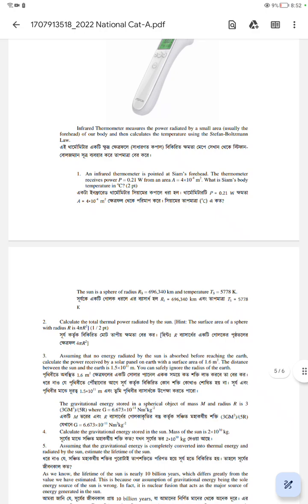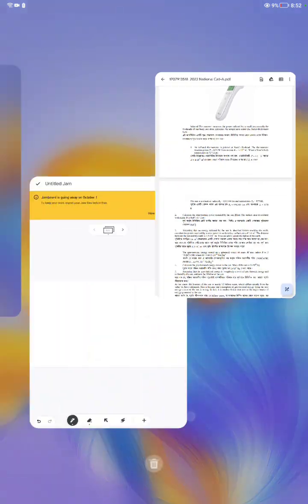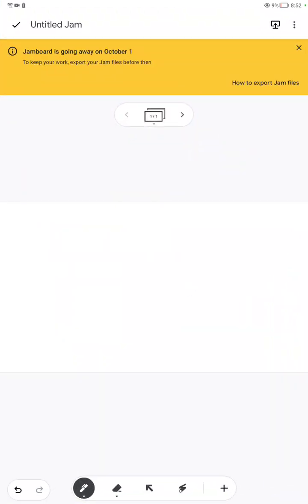So here we are given the power and the cross-sectional area, then the surface area. So now we need to find the temperature. Let me write down the equation. They said P equals A T^4 times sigma. It's also important to know that the temperature you will get will be in Kelvin.